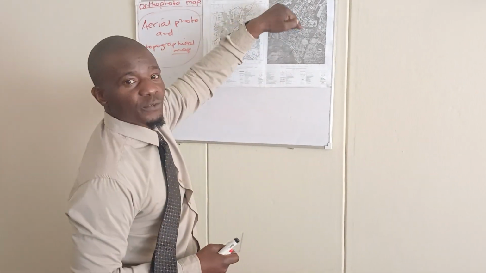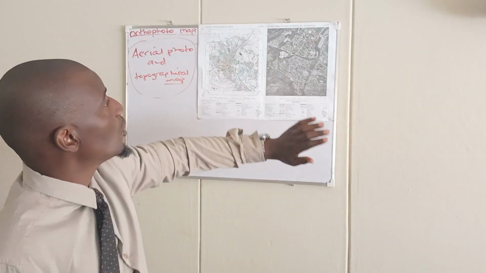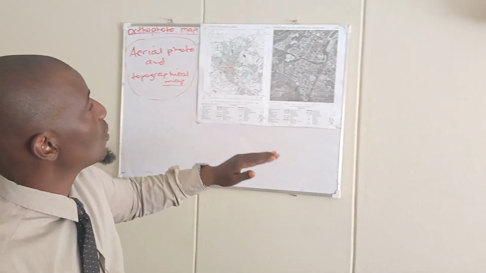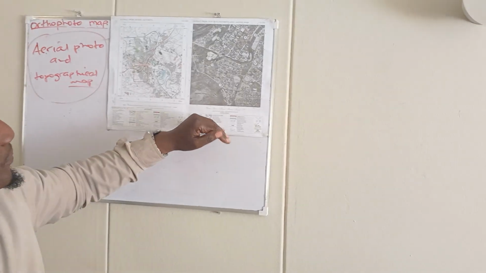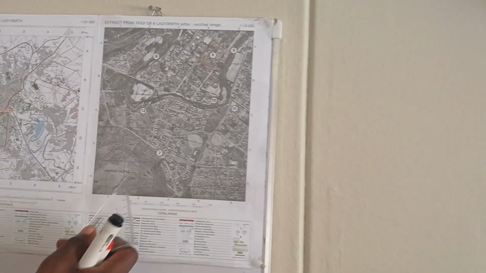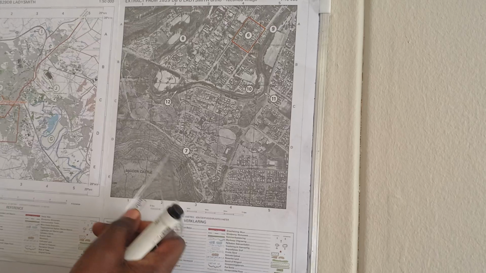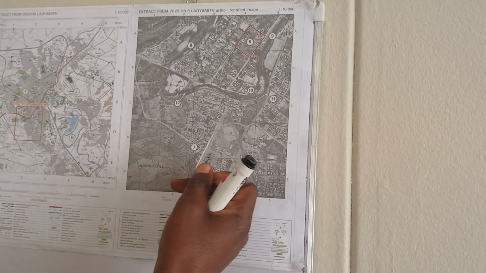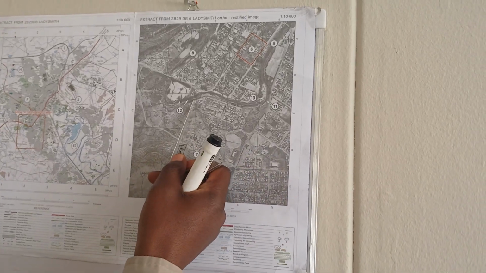So from this photograph, they have gone on to add the built-up areas. You can see they've added the topography, which is part of your contour lines. You can see we have contour lines here. You can also see that we have spot heights. You can also see that there is a drainage system which shows the rivers, like the Clip River.